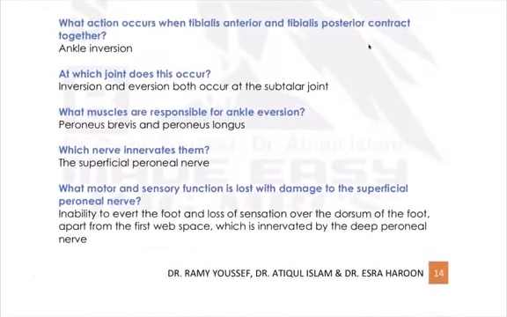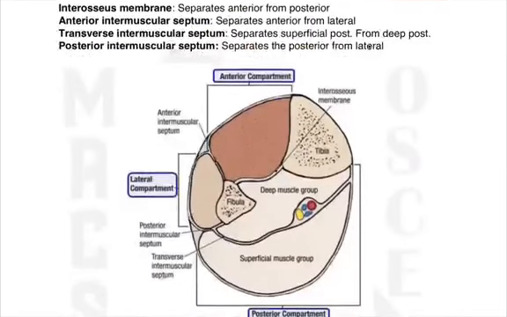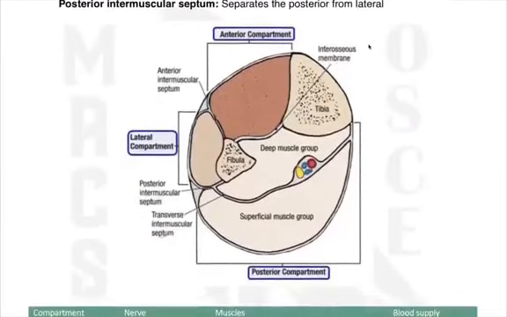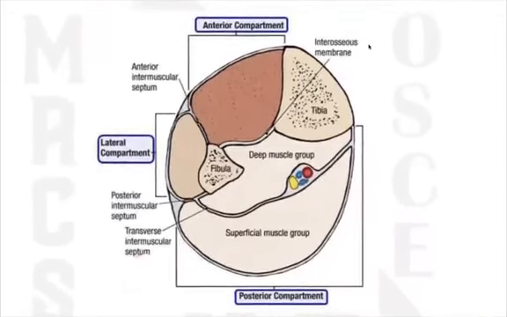Okay, all right, so let's talk about the leg muscles. First thing first, you have to know there are mainly three compartments of the leg muscles. One is the anterior compartment. Second one is the lateral compartment. And the third one is the posterior compartment. And the posterior compartment is subdivided into two parts, right? One is the superficial and another one is the deep.